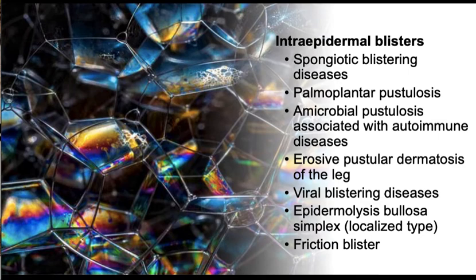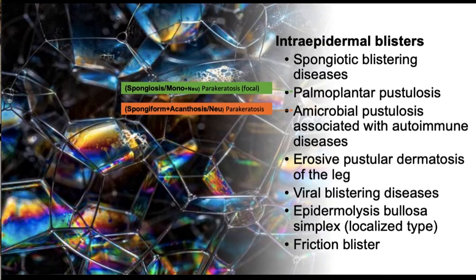In this group, we have the spongiotic blistering, we have the palmoplantar pustulosis. The palmoplantar pustulosis also has, in addition to the pustules, spongiosis, where the blister is filled with neutrophils and monocytes, in addition to the other areas of the epidermis. Also, we see focal parakeratosis in those lesions, but also the location is important to make this diagnosis, palmoplantar. It is usually a microbial-free pustulosis, but also has another unique feature, it is an autoimmune disease.